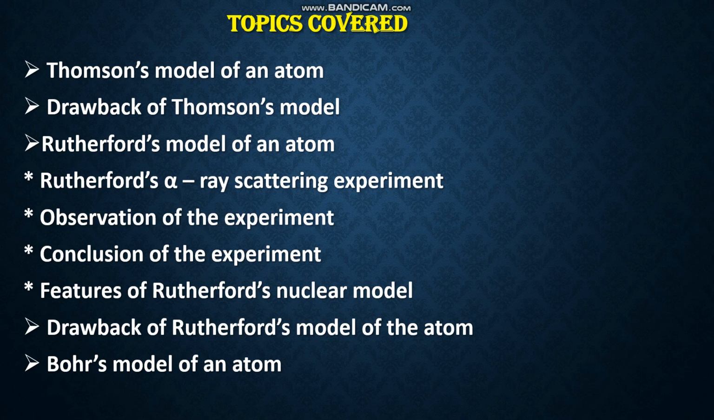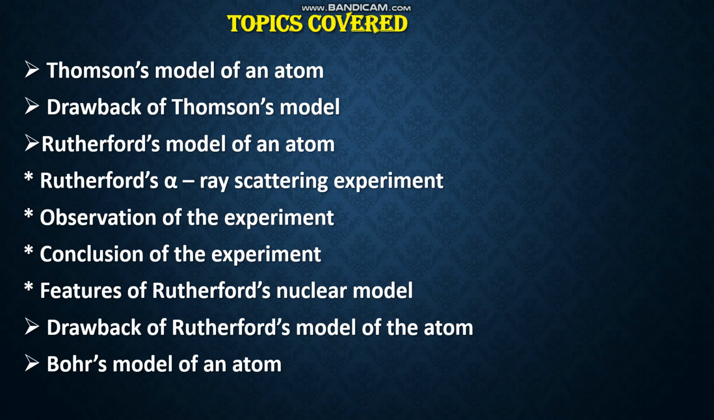Next we learned Rutherford's model of the atom. To understand this structure of the atom, Rutherford conducted one alpha ray scattering experiment. Then we learned what he observed from this experiment, what are the conclusions he made, and what are the features of his model. The features of his model are: there is a positively charged center in an atom called nucleus. Nearly all the mass of an atom resides in the nucleus. The electrons revolve around the nucleus in circular paths. The size of the nucleus is very small as compared to the size of the atom.